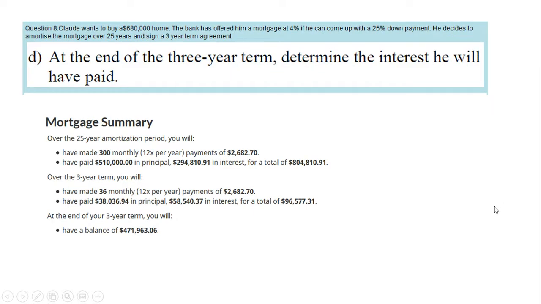How about the end of the 3-year term? So remember, the mortgage is for 25 years, but you're only going to be signing up for a 3-year mortgage with a particular bank. So at the end of the 3 years, what interest will you have paid? Well, focus on the part in the summary that talks about the 3 years. I've just highlighted that right there. What happens over the 3 years? It tells you how many payments you've made, 36, because that's 3 years monthly, or 3 times 12. And it breaks it down here, that you've paid $58,000 in interest. That represents the answer to this question, the amount of interest that he has paid.